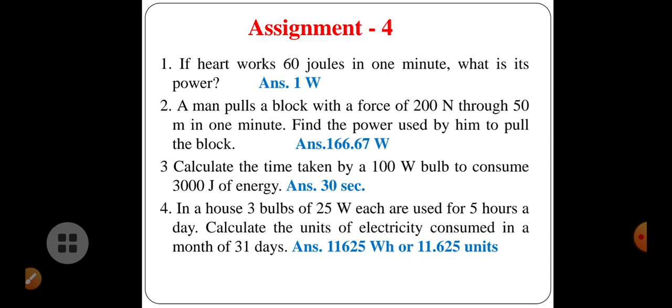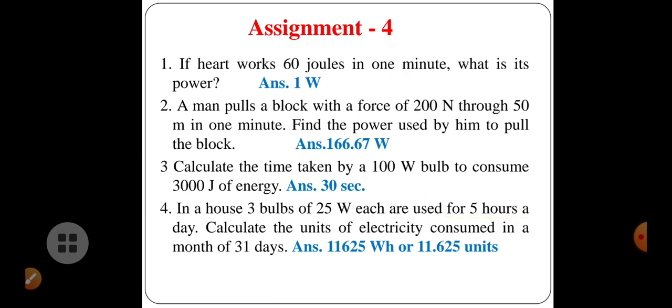In a house, 3 bulbs of 25 watt each are used for 5 hours. So beta, the power of one bulb is 25 watt, and 3 such bulbs are glowing at the same time. So the total power is 75 watt, meaning multiply 25 with 3, and each is used for 5 hours. So this is the time given to you for a day.